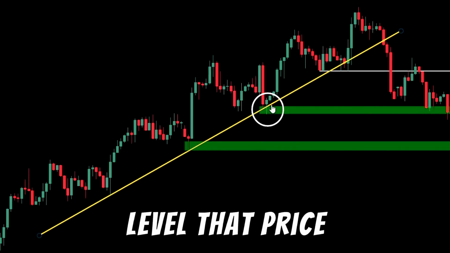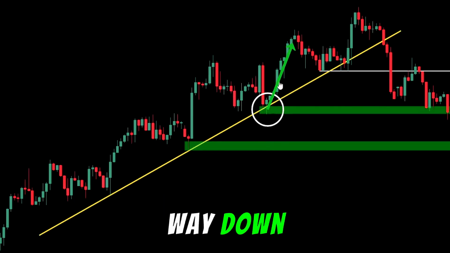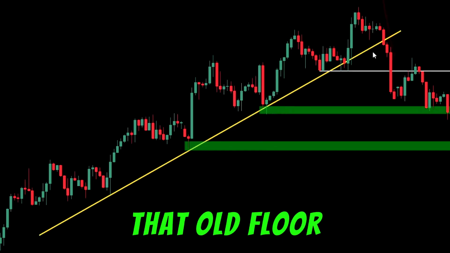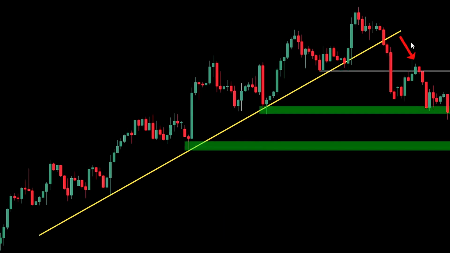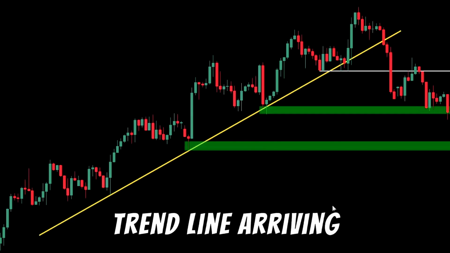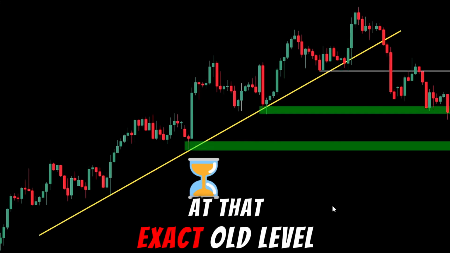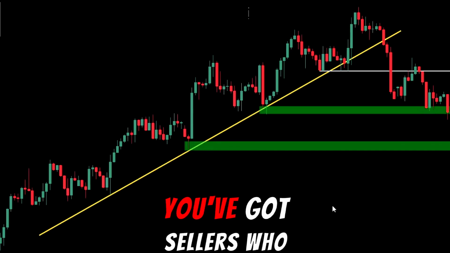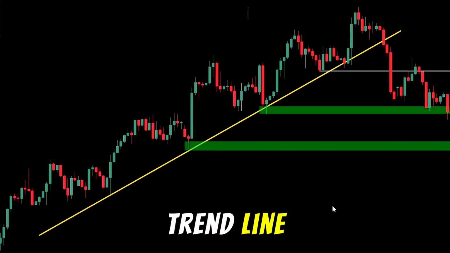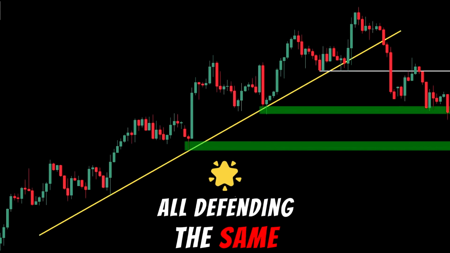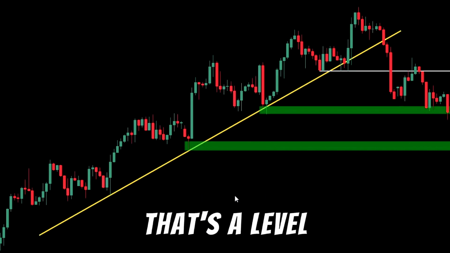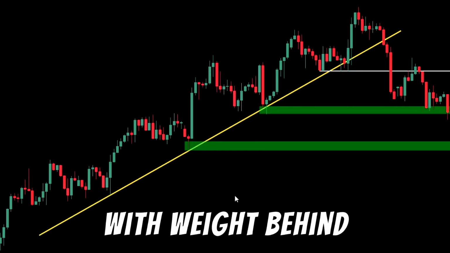Take a support level that price broke through on the way down. Once broken, that old floor tends to act as a ceiling when price comes back to it. Now imagine your descending trend line arriving at that exact old level. You've got sellers who are short from the trend line and sellers who are short from the flip level, all defending the same few pips. That's a level with weight behind it.